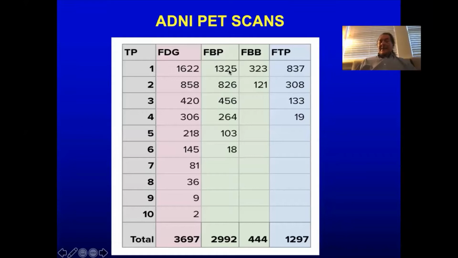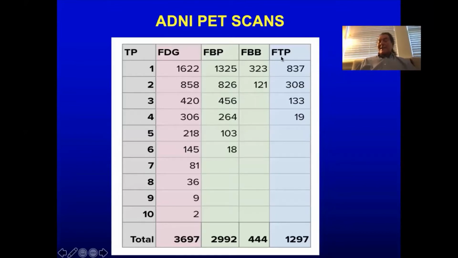Florbetapir, which is the amyloid ligand that's produced by Avid Pharmaceuticals, owned by Lilly, we have 1,325 baseline scans and a large number of longitudinal scans. Not as many as FDG PET, because we only started doing this in ADNI 2. Florbetapen, which is the other amyloid imaging agent, we have fewer numbers, but a fair number if you want to do some kinds of comparisons.